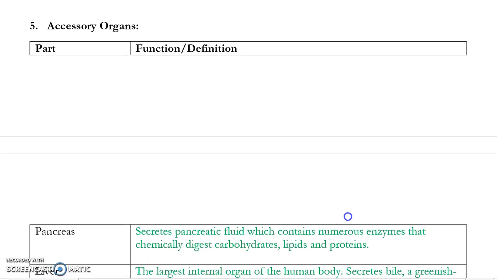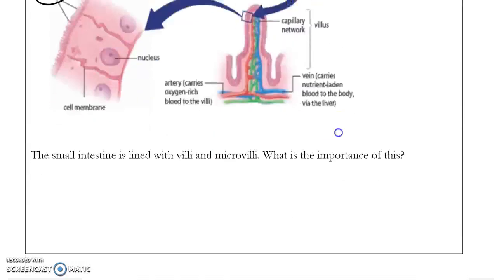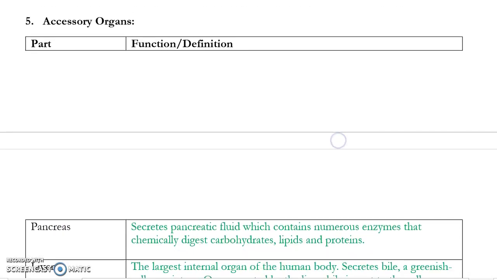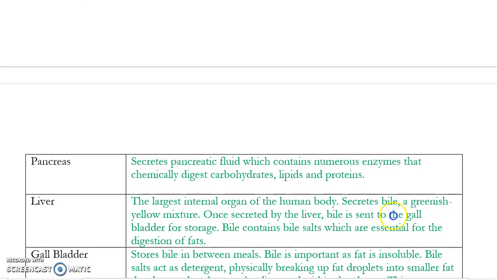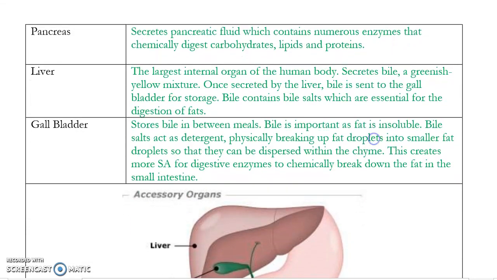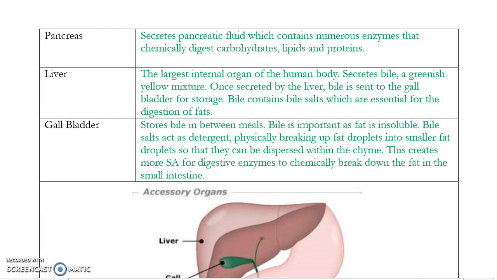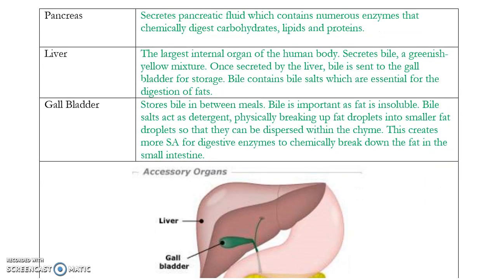Okay, then we have what we call the accessory organs. So the small intestine, there's still more to our digestive system, but the reason why I've put in the accessory organs here is because they work together with the small intestine. So you have your pancreas, your liver, and your gallbladder. A lot of the time, these three pieces are the main site to produce enzymes and send that over to the small intestine. Okay? So the pancreas has something called pancreatic fluid. That has a lot of enzymes that digest carbohydrates, lipids, and proteins. Yes, you need to know that.